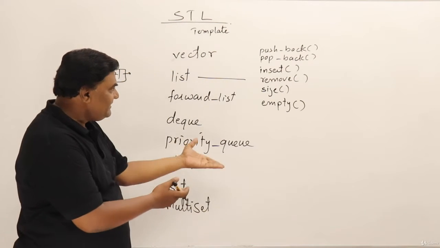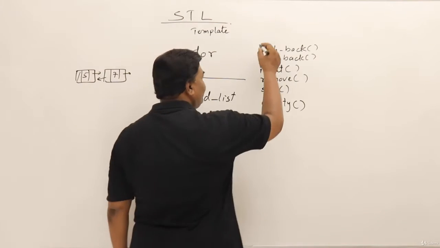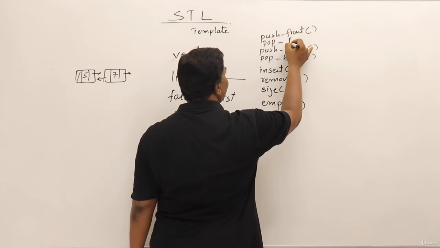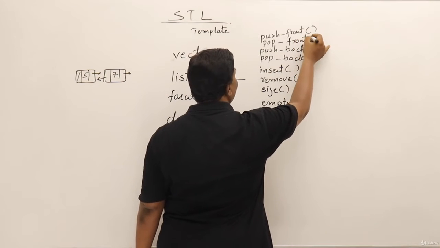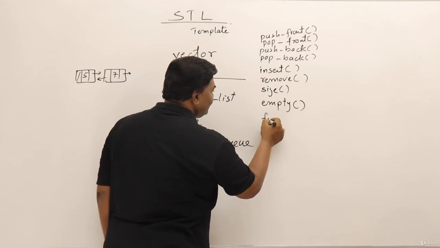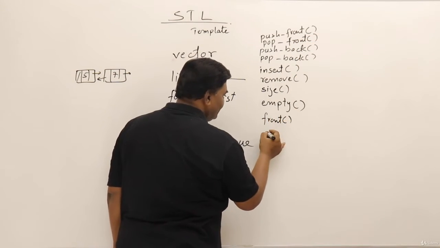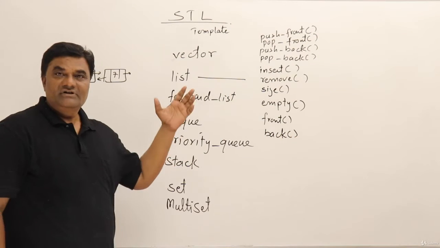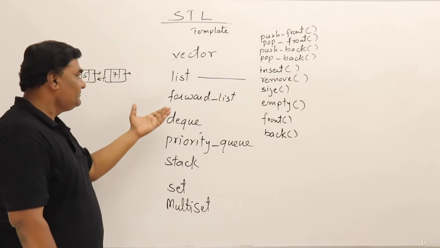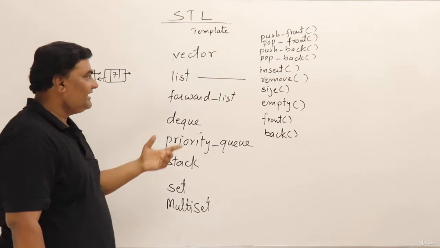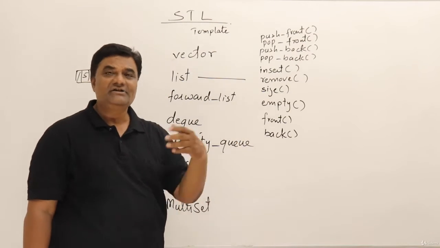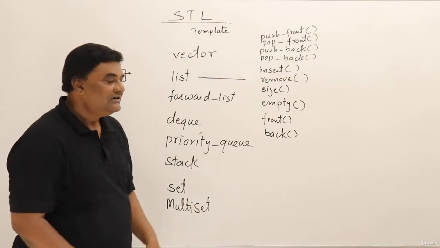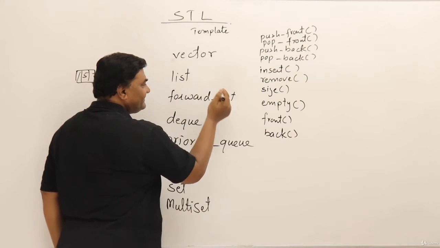Then what functions does it have? It has the same functions, but also other functions like push front, pop front. So you can insert and delete from either end. And you can say front and get the first element, and back to get the last element. So insertion and deletion is possible from both ends. And for insert, you can mention an index and insert at that place. So these are the functions in list.